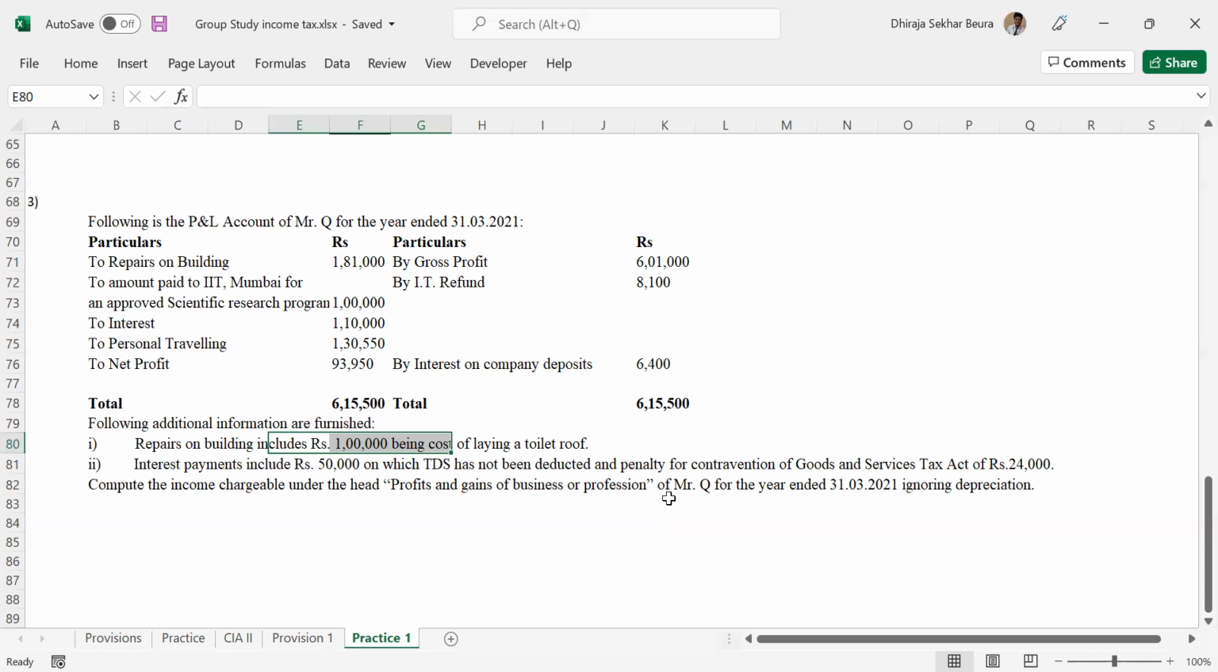Penalty for contravention of goods and service tax. Any penalty you see wherever is not allowed under income tax. Penalty by default means that you have done something wrong, because of which you are paying some penalty. That can never be accepted as an expense for your business. So penalty is always disallowed. So 24,000 is also disallowed.